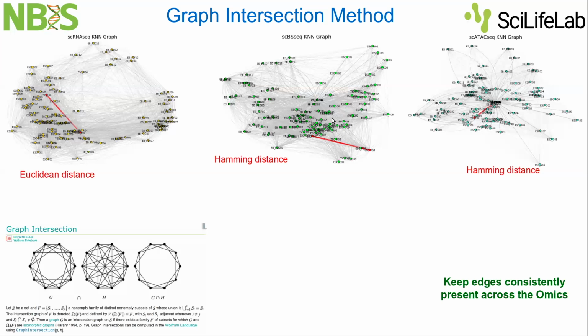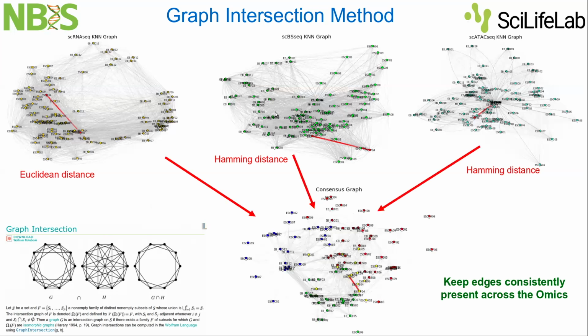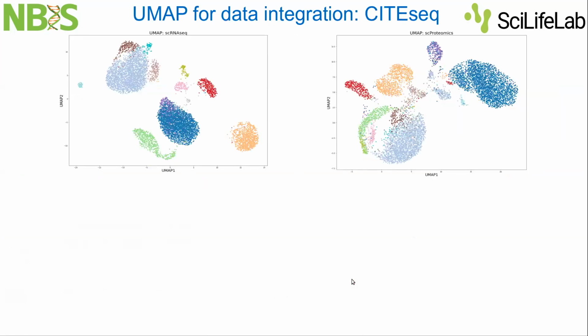So now you can use this trick, which is graph intersection, which means you keep consistent edges. If the edges were consistently present across 3 different omics, 3 different graphs, they propagate to the consensus plot. So basically, these 2 guys were connected here in omic 1, in omic 2, and in omic 3. So you propagate this edge down to the consensus plot. This is what is called a graph intersection, and this can be implemented in UMAP with just one single line of code.